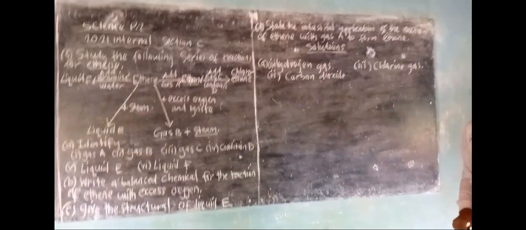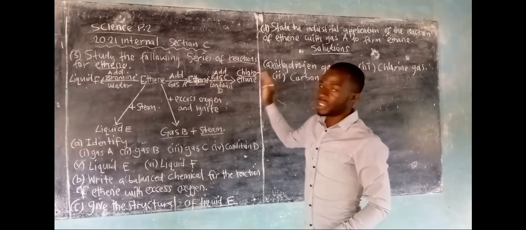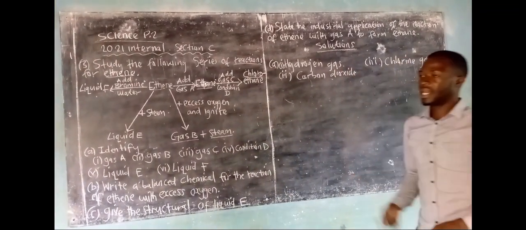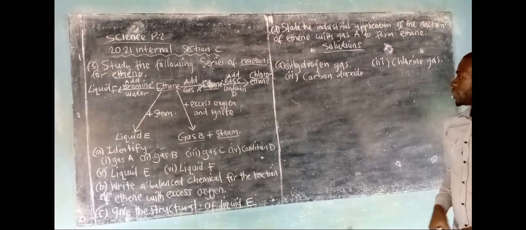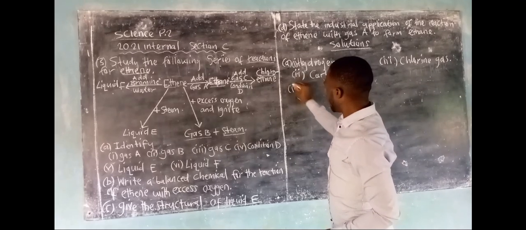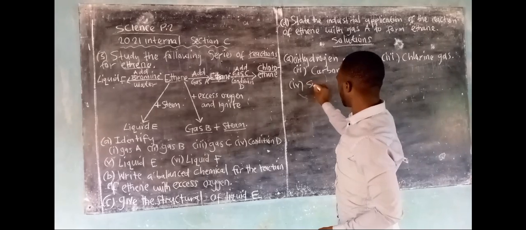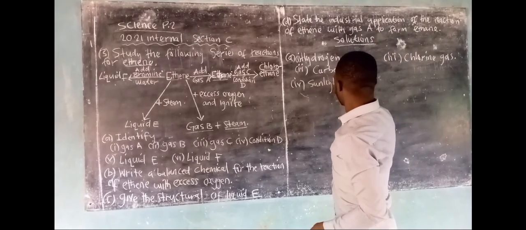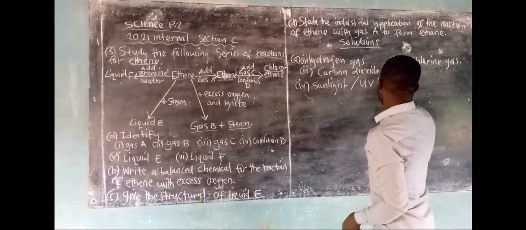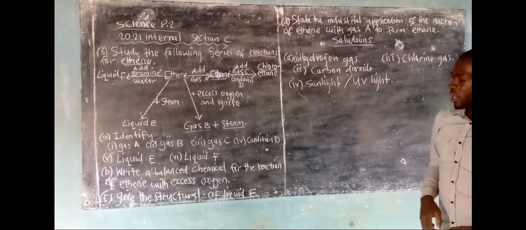To shed more light there, we can say alkanes, their reaction, which is a substitution reaction, cannot happen in the absence of sunlight or UV light. So we are saying sunlight, which is condition D, or UV light. UV light is the same as sunlight, so UV stands for ultraviolet light.